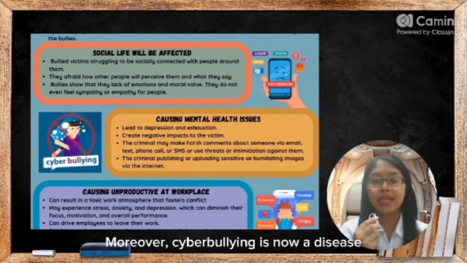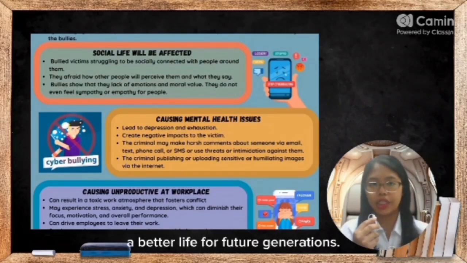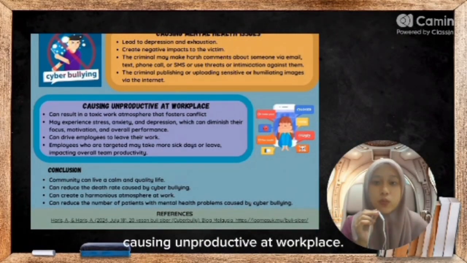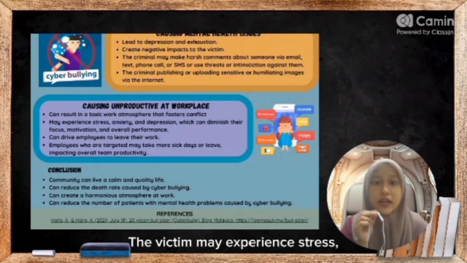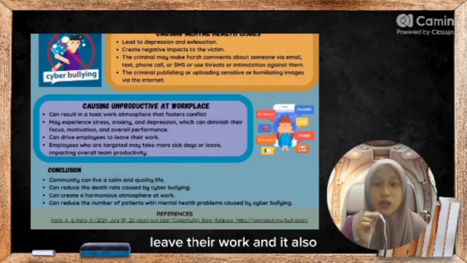Moreover, cyberbullying is now a disease in the modern world, and it shall be prevented to ensure a better life for future generations. In addition, cyberbullying should be prevented because it can cause unproductivity at the workplace. For example, cyberbullying can result in a toxic work atmosphere that fosters conflict. The victim may experience stress, anxiety, and depression, which can diminish their focus, motivation, and overall performance. Next, cyberbullying can make employees leave their work, and employees who are targeted may take more sick days or leave, affecting overall team productivity.